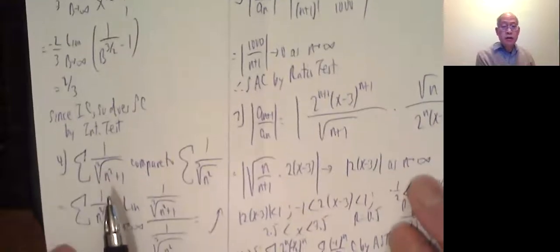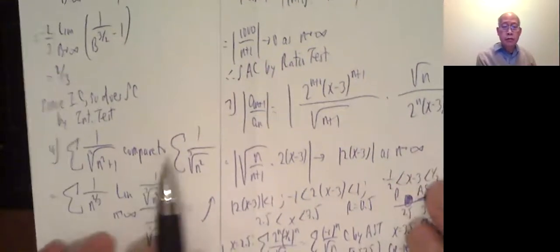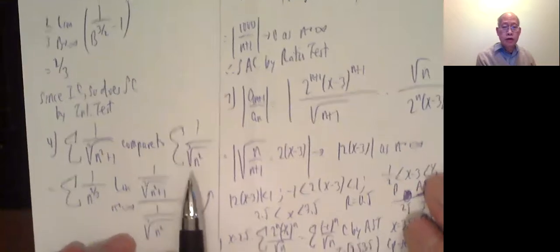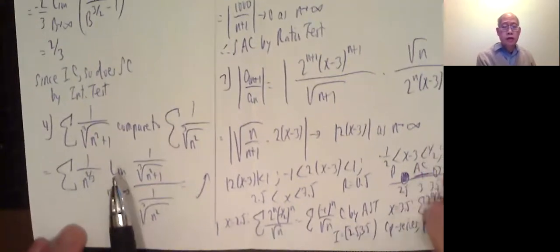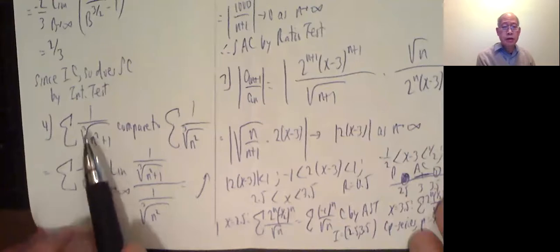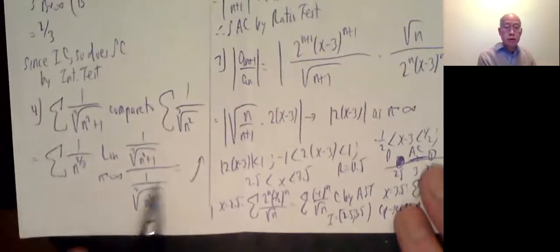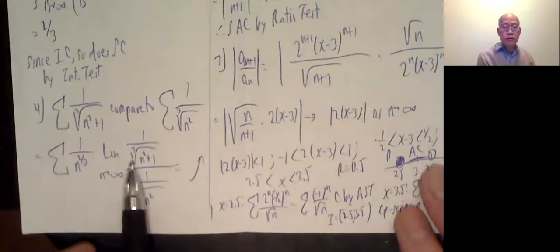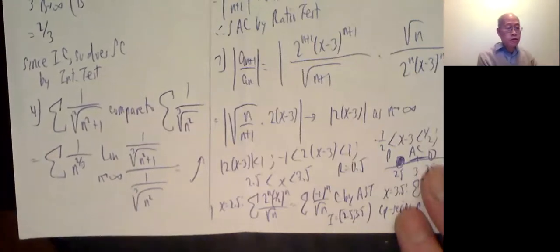Number 4, this looks like 1 over n to the 2/3. So I'll compare it to summation 1 over cube root of n squared, or summation 1 over n to the 2/3. So limit comparison test says take the ratio of this to this and take the limit as n approaches infinity. Okay. So limit of 1 over cube root of n squared plus 1 over 1 over cube root of n squared.